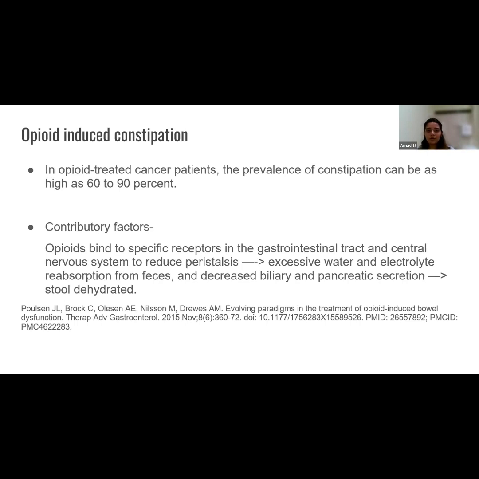Then the contributory factors. What is the pathophysiology? Opioids bind to specific receptors in the gastrointestinal tract and the central nervous system to reduce peristalsis, which leads to excessive water and electrolyte reabsorption from the feces and reduced biliary and pancreatic secretion. All of this will lead to dehydration of the stools.